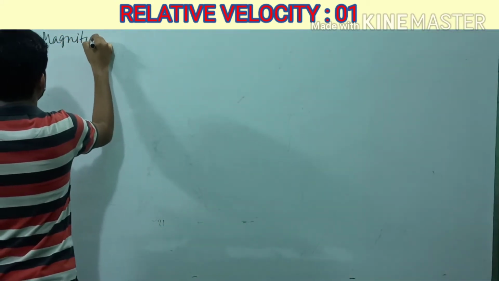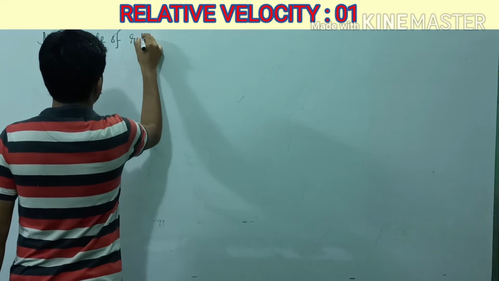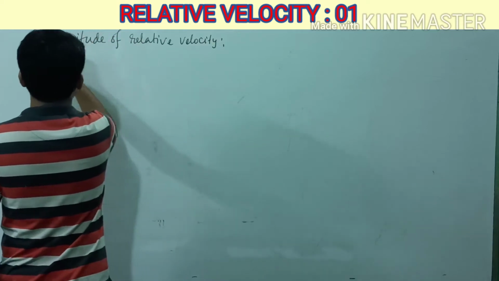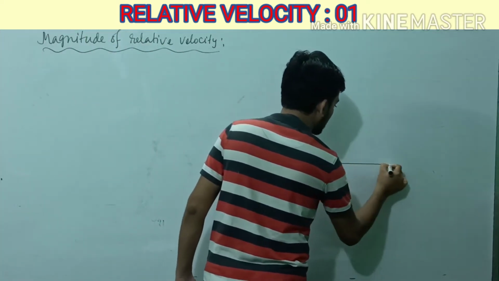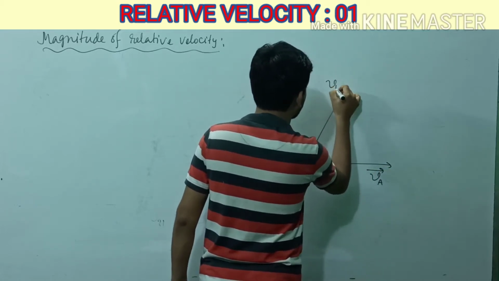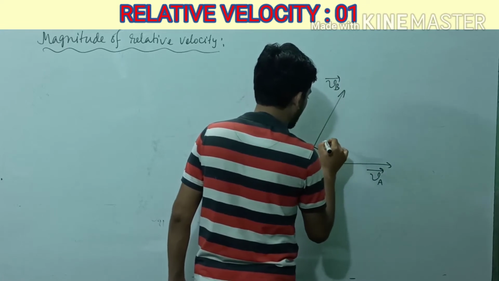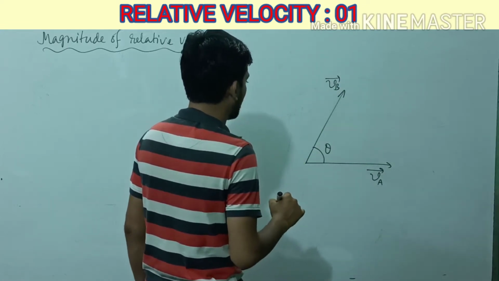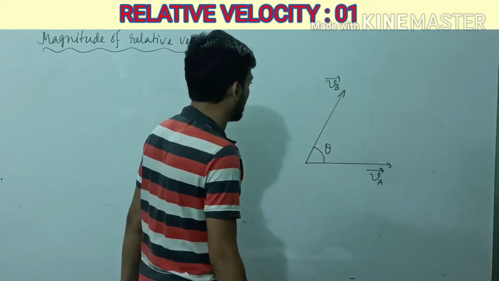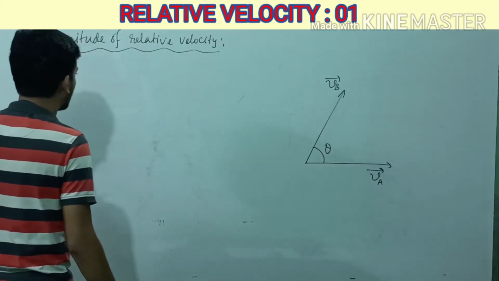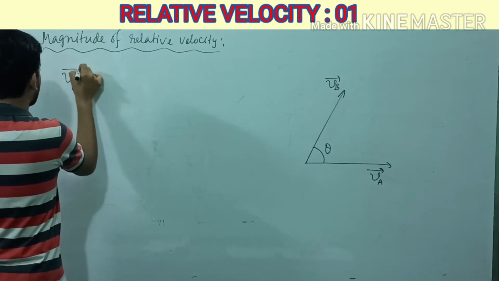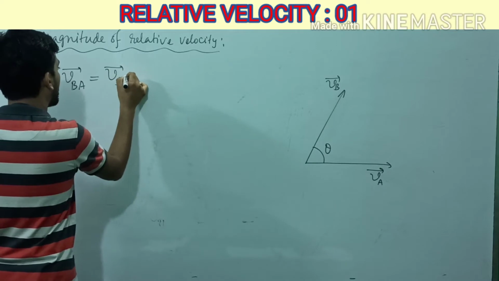Magnitude of relative velocity. We consider two bodies A and B moving with velocities VA and VB respectively, and theta be the angle between their direction of motions. We have been asked to find the magnitude of relative velocity of body B with respect to body A. What we need to do? We have to recall the definition of relative velocity. According to the definition, we can write VBA vector is equal to VB minus VA.